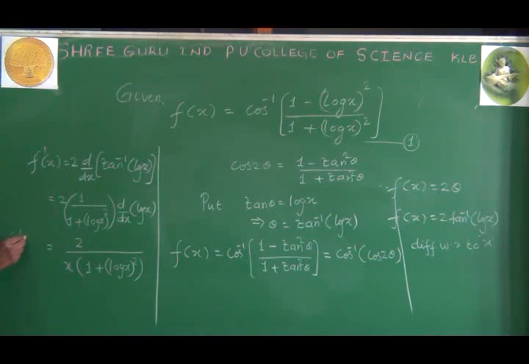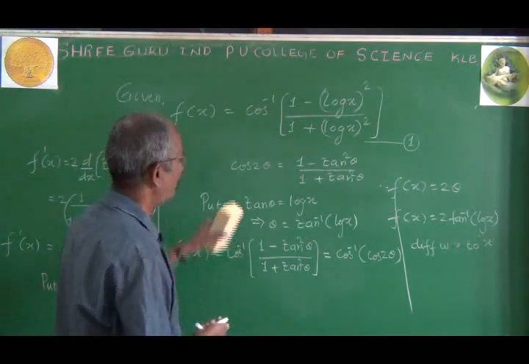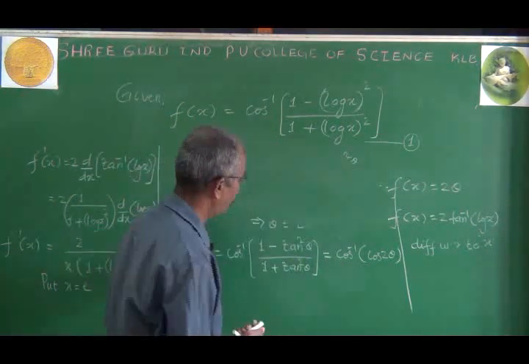This is f dash of x at any value of x. But we are asking in particular that x equals e. So let's substitute x equal to e in this expression. Replace x by e, because that is what is asked. Otherwise we could have stopped here. So on putting x equal to e, we get the expression of f dash of x.